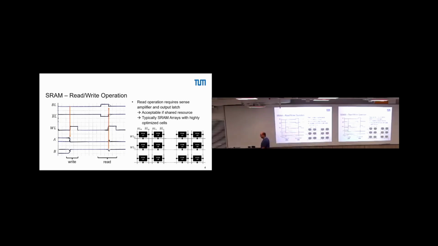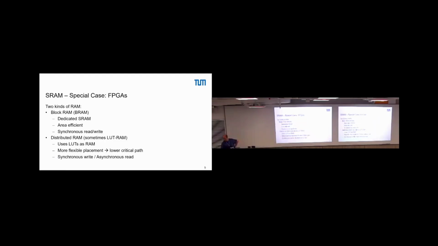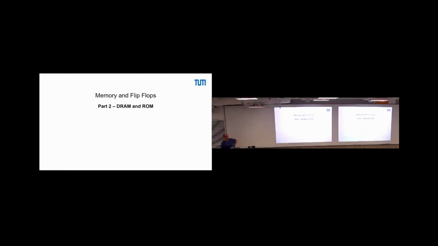And then we had the question, why do we need something else? And there was already the response, well, maybe area, maybe timing. And that's indeed the case. So I skipped this here. So we have, as a next memory version, let's say, DRAM and ROM, which are completely different things. I just have them as the next step.